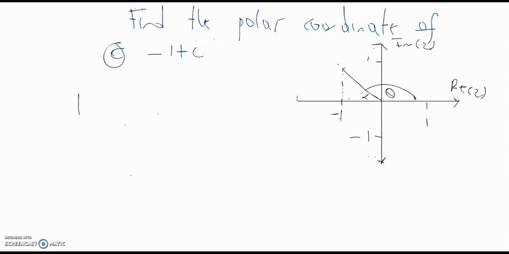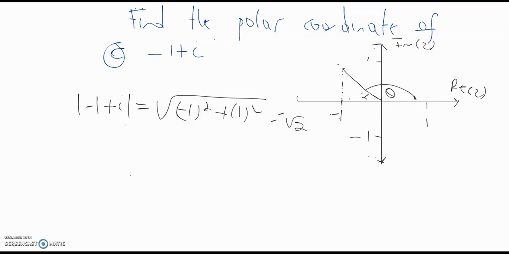So let's go with the modulus. The modulus of negative 1 plus i is going to be equal to the square root of negative 1 squared plus 1 squared, which again is going to give me root 2. All right, pretty straightforward.